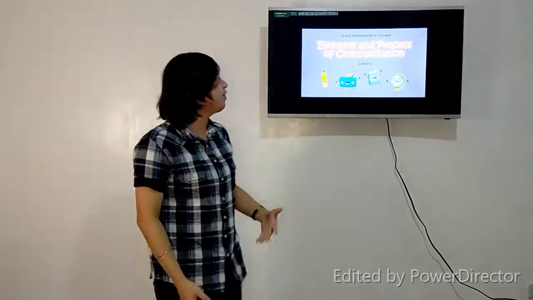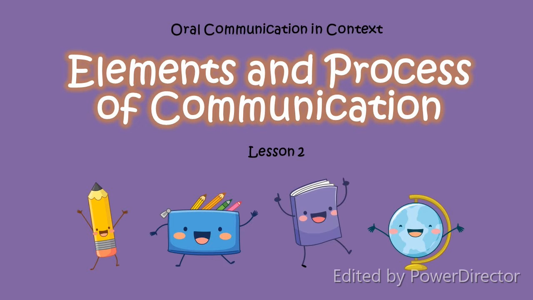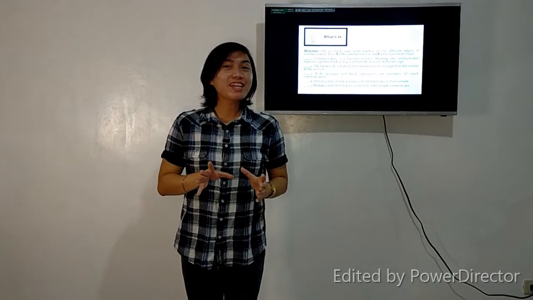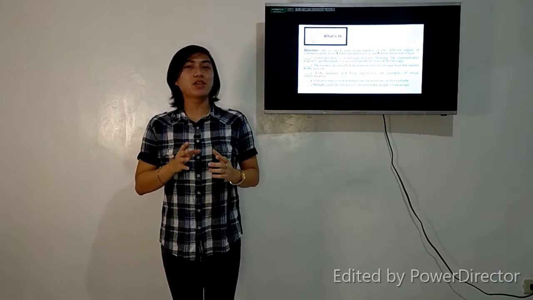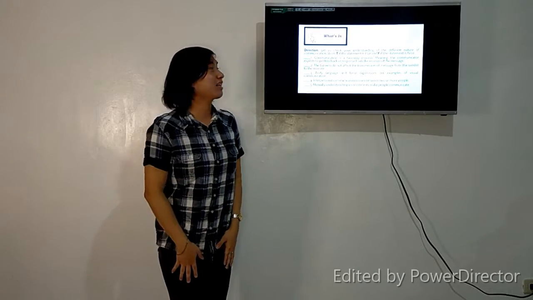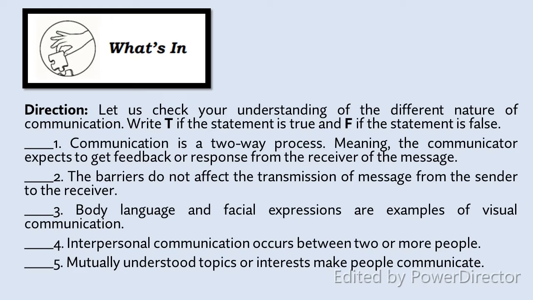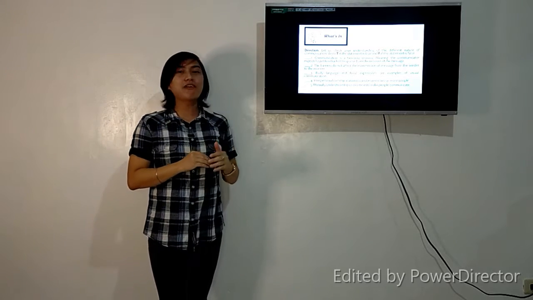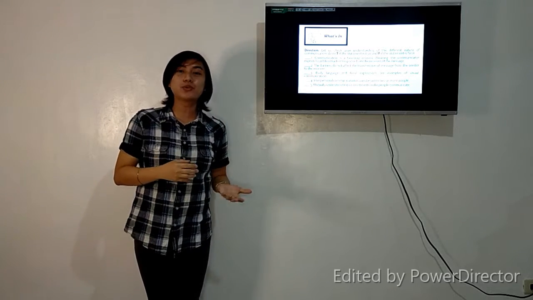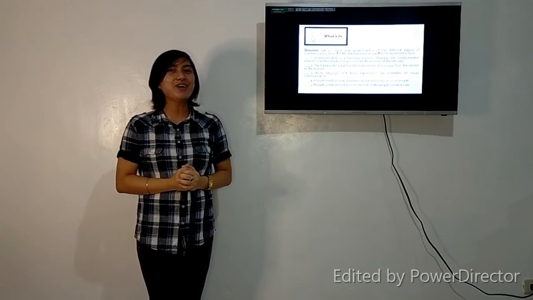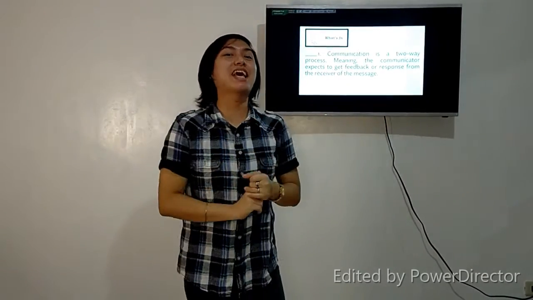Now let us move on to the next, elements and process of communication. For grade 11 students, you will see in the module of oral communication that there is an activity called What's In. In the direction, it is instructed that let us check your understanding of the different nature of communication. Write T if the statement is true and F if the statement is false. So we're going to analyze these 5 situations, whether these are true or false. Are you ready now? If you are ready, let us answer the first one.